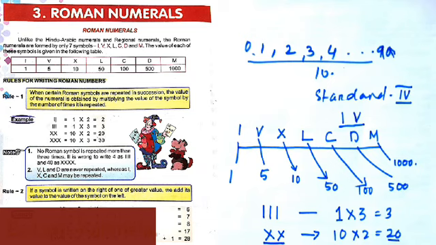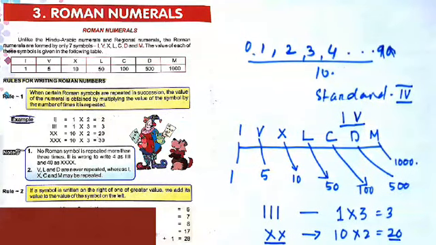Okay. The rules again I am telling. The symbols V, L, D are never repeated. The repeated symbols are I, X, C and M.